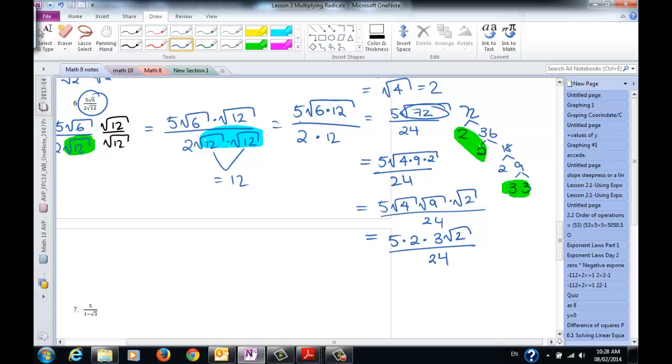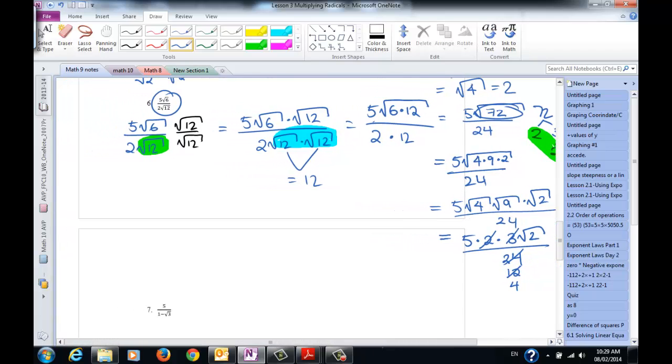And now I can simplify because 24 is divisible by 12, 24 is divisible by 2 12 times. 12 is divisible by 3 4 times. So I end up with 5 root 2 over 4, and that is my answer.